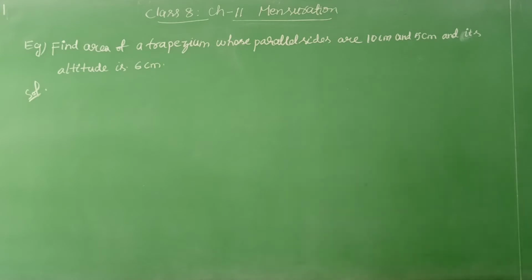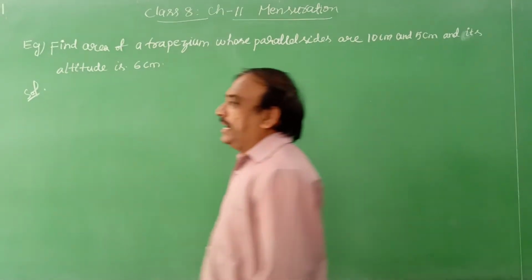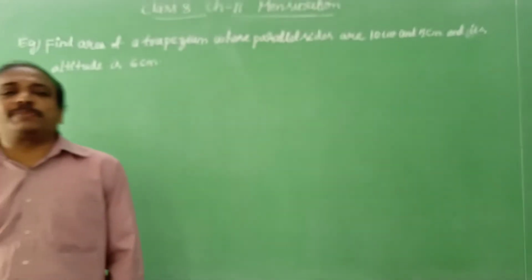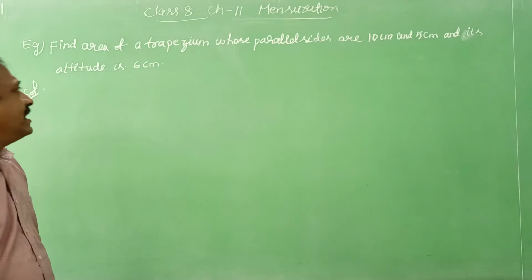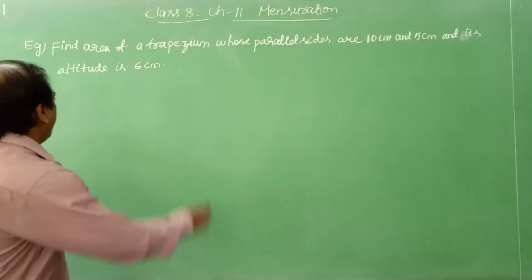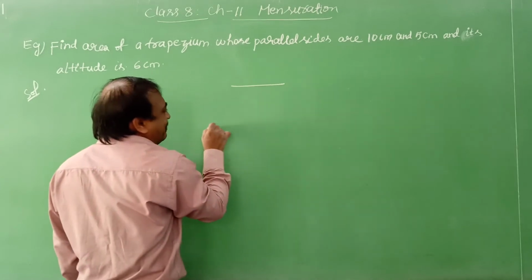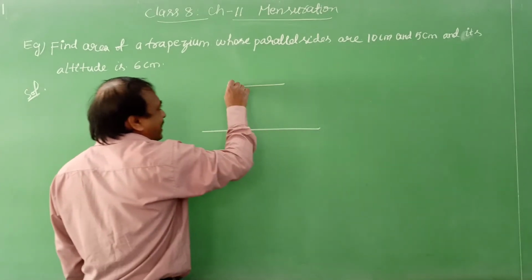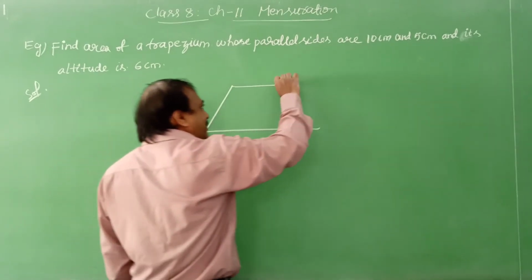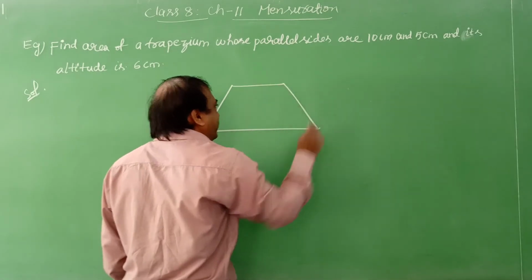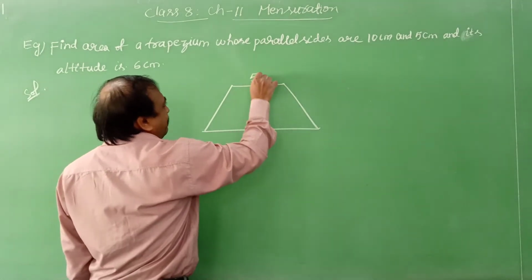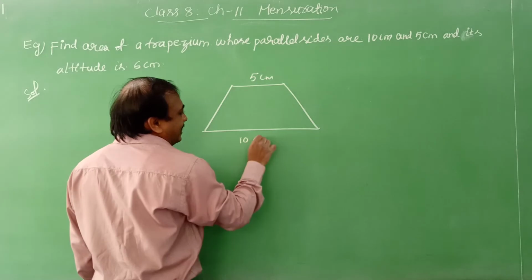Find the area of a trapezium whose parallel sides are 10 cm and 5 cm and whose corresponding altitude, the height, is 6 cm. So we just draw a rough diagram. One side is 5 cm and the other side is 10 cm.